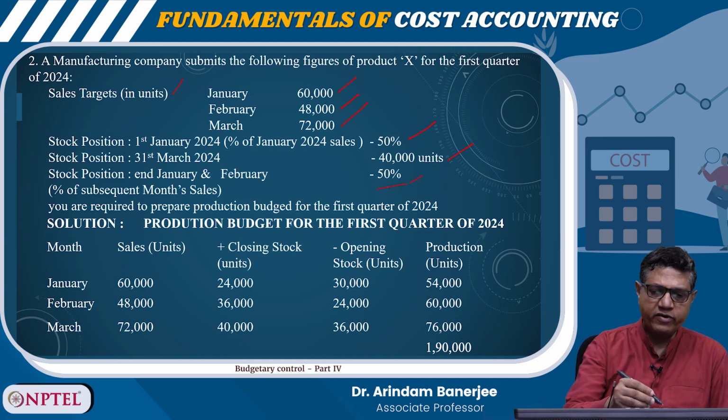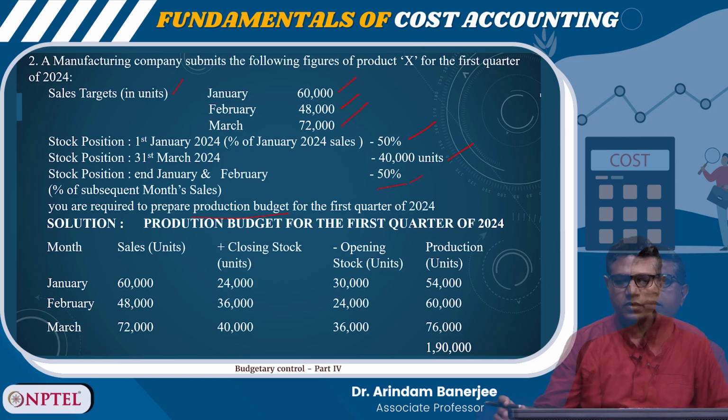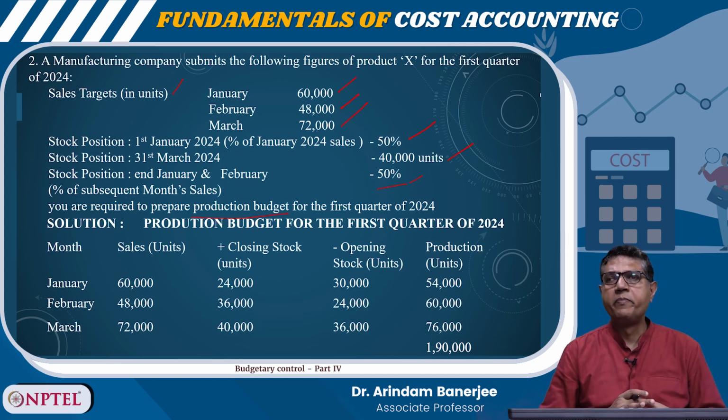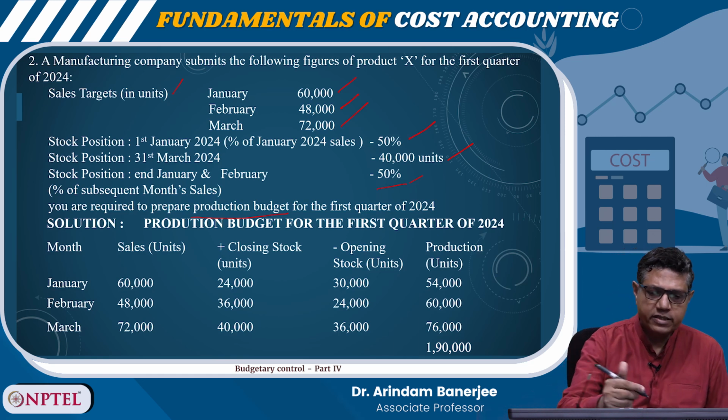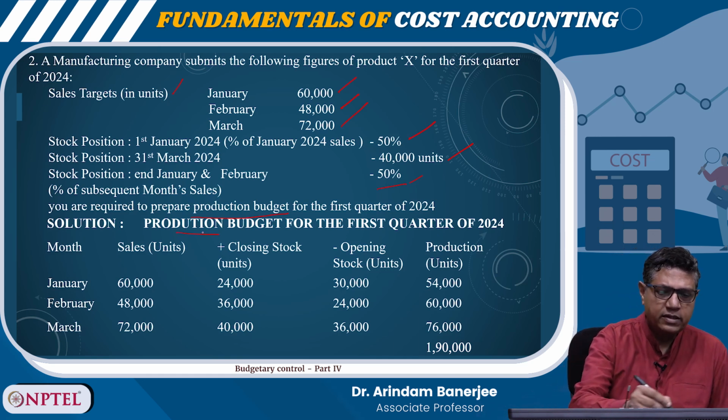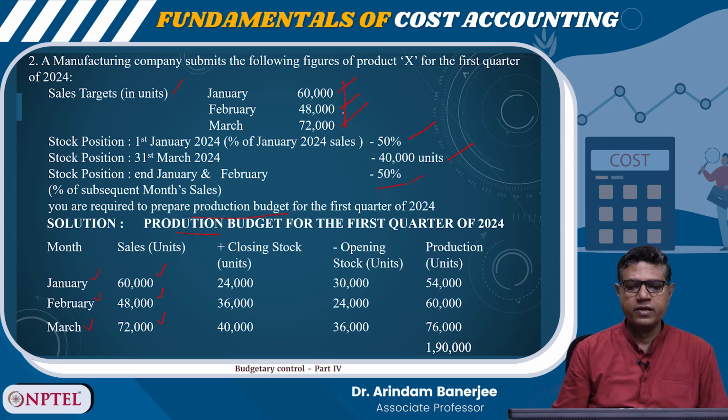So, what do you need to prepare? We need to prepare the production budget for the first quarter of 2024. We will prepare the production budget like this. Months: January, February, March. Sales are given as 60,000, 48,000, 72,000. The closing stock is given as 50%.